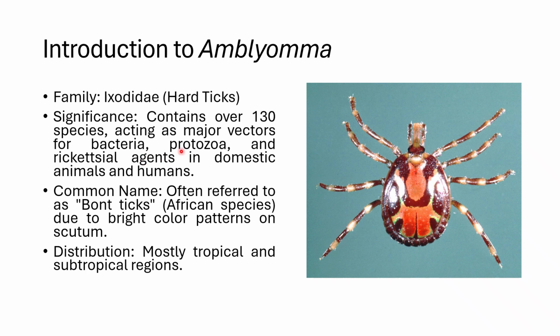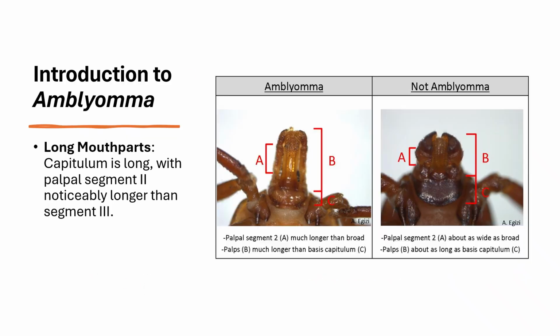It contains over 130 species acting as major vectors for bacteria, protozoa, and rickettsial agents in domestic animals and humans. They are often referred to as ornate ticks due to the bright color patterns on the scutum. For the distribution, they are mostly distributed in tropical and subtropical regions.